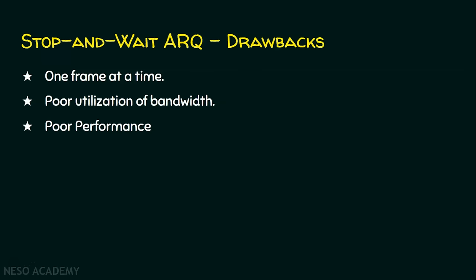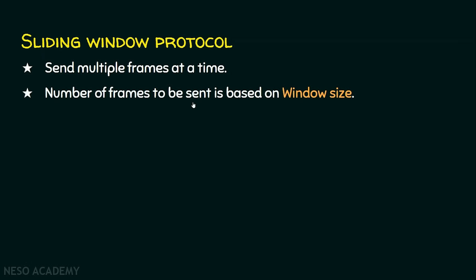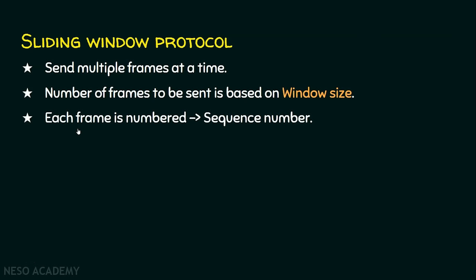Let's see what the sliding window protocol is. In stop and wait protocol, we can send one frame at a time. Whereas in a sliding window protocol, we can send multiple frames at a time. How many frames can be sent? The number of frames to be sent is based on a parameter called window size. So the sender and the receiver will have a window size, and based on the window size only, the number of frames to be sent is decided. And each frame in this case is numbered, which we call a sequence number. This is the brief introduction to a sliding window protocol.